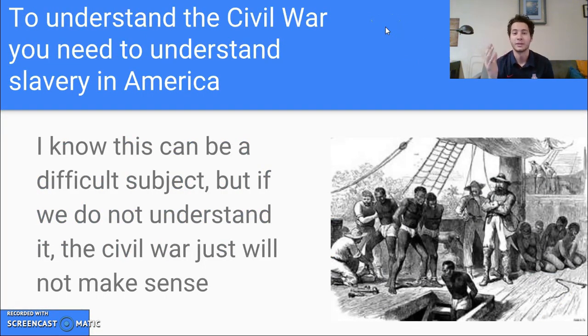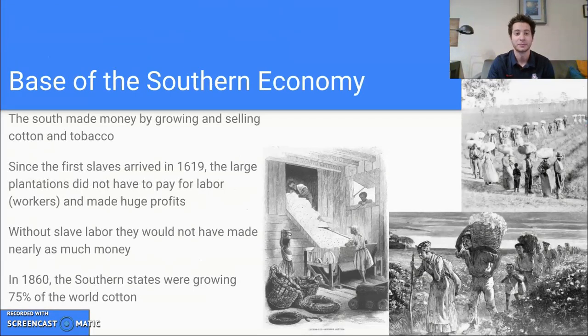So to understand the Civil War, first you have to understand slavery in America. I know this can be a very difficult subject to talk about, but if we want to get to the roots of why this conflict happened and what led up to it, then we have to know a little bit more about slavery in the United States. It was the base of the Southern economy all the way up until the Civil War. From the time that the first slaves set foot in America in 1619, large plantations made huge profits because they weren't having to pay for labor.